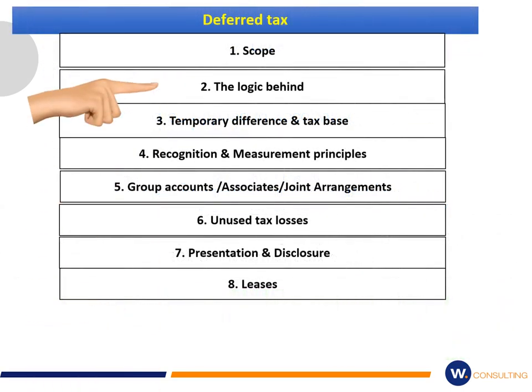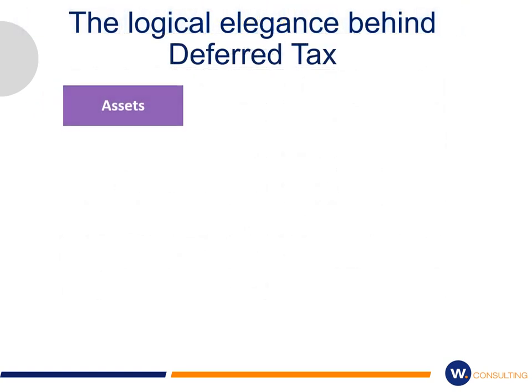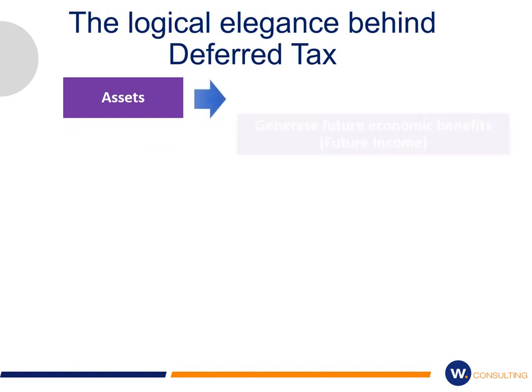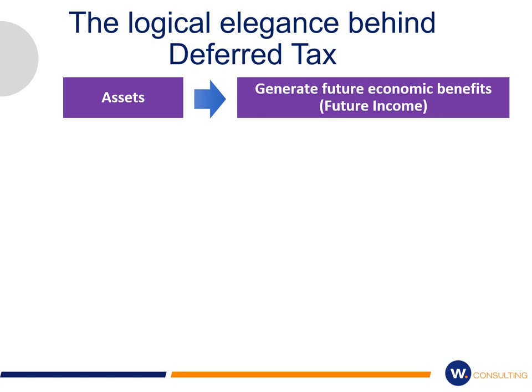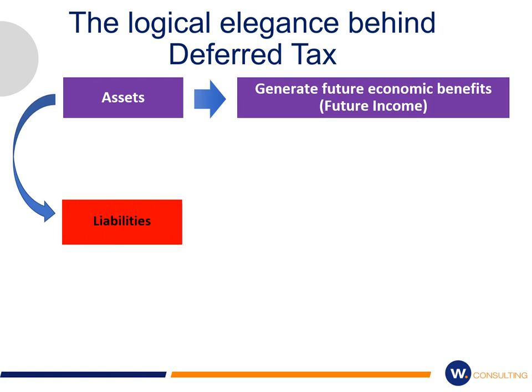So what is the logic behind deferred tax? The logical elegance behind deferred tax is that assets generate future economic benefit. That's going to be future income. Whereas if you look at liabilities, it's the opposite.